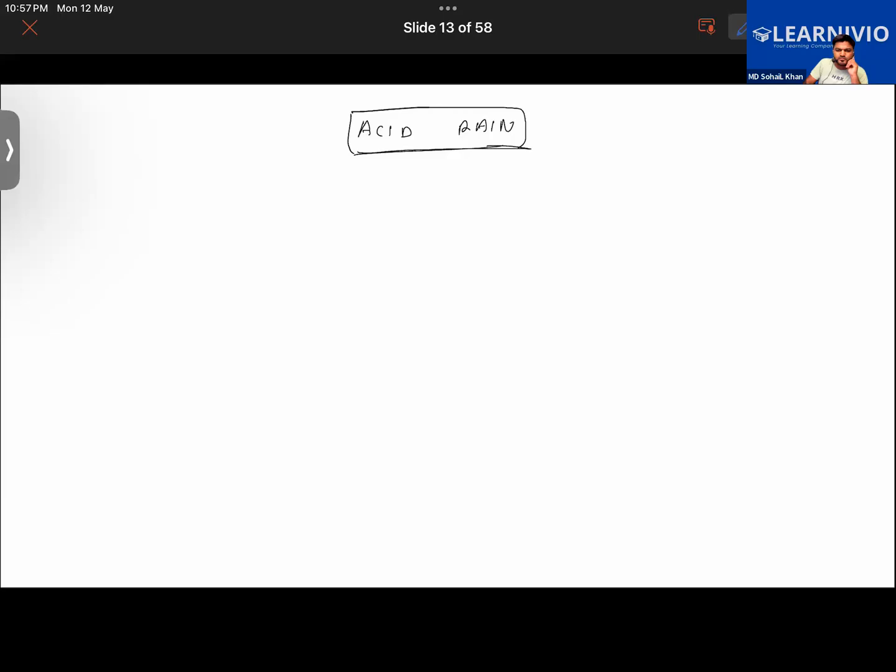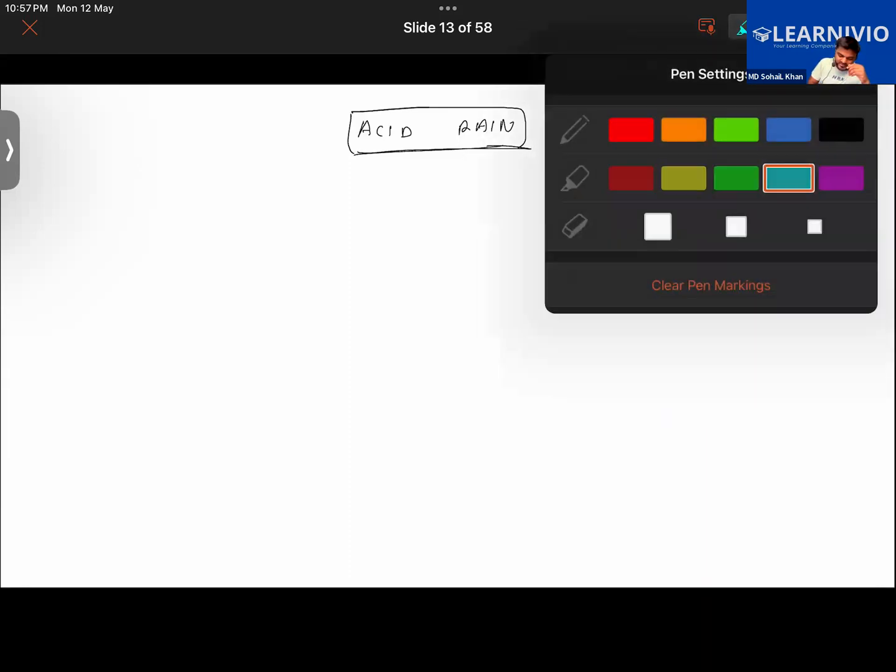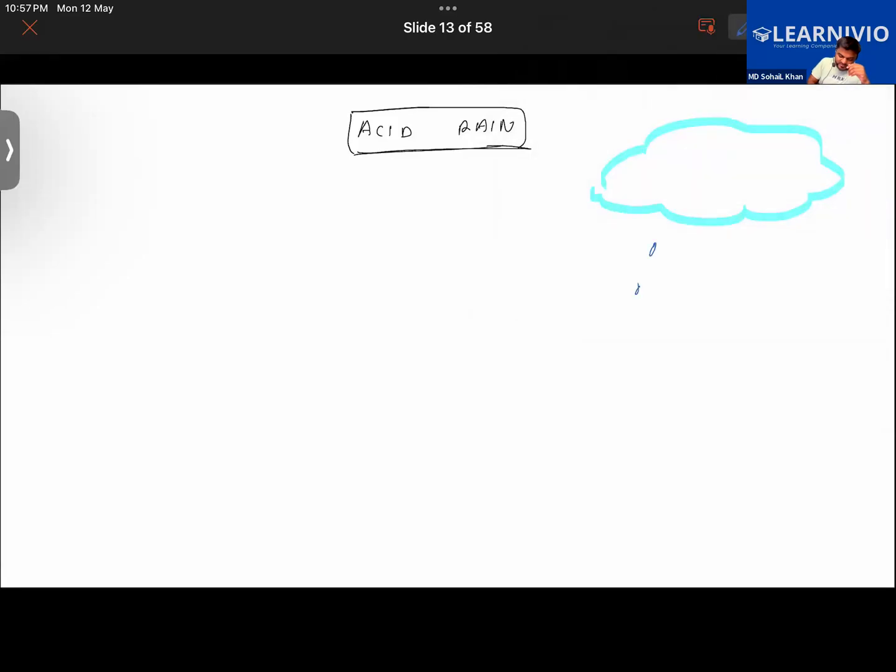Mixes with air, right? Then when the rain comes, that acid will mix with the rain and fall down. Exactly. So what is basically happening now? See, these are the clouds and precipitation is happening here. These are the raindrops falling from the cloud.